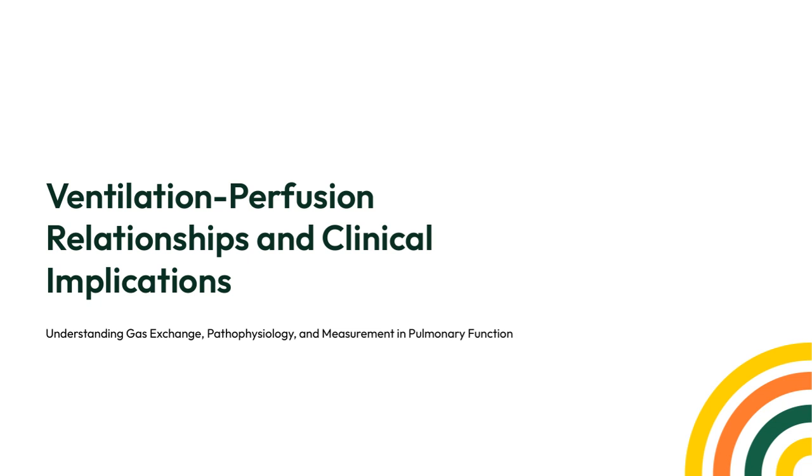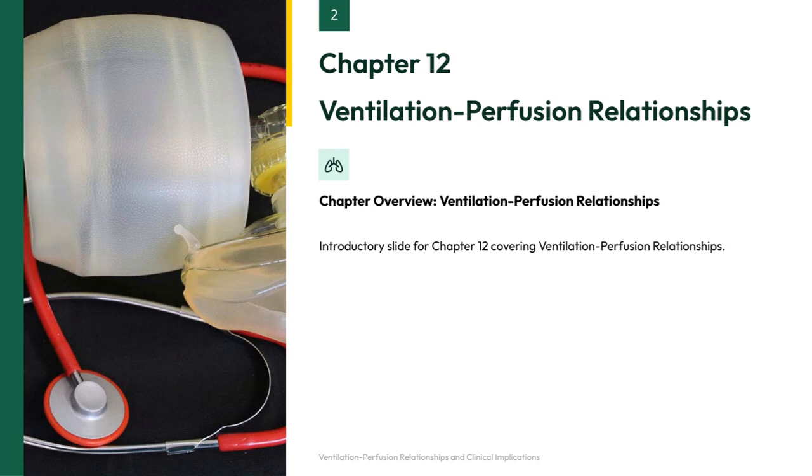Let's get started. In Chapter 12, we're going to explore the concept of ventilation-perfusion relationships. This is a fundamental topic in understanding how air and blood flow work together in the lungs to ensure efficient gas exchange. We'll look at how ventilation, which is the movement of air into and out of the lungs, matches up with perfusion, the flow of blood through the pulmonary capillaries. Understanding this balance is crucial because any mismatch can affect how well oxygen gets into the blood and how carbon dioxide is removed. Throughout this chapter, we'll dive into the mechanisms behind this relationship and its significance in respiratory physiology.